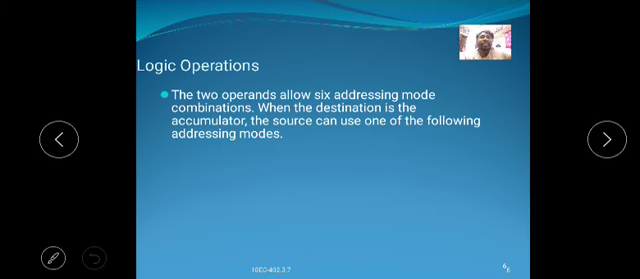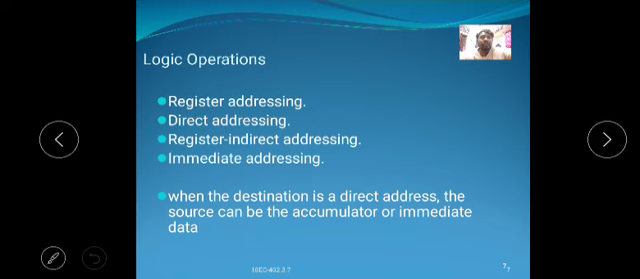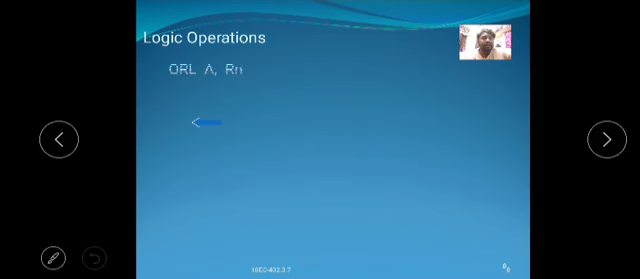When the destination is the accumulator, the source can use one of the following addressing modes: register addressing, direct addressing, register indirect addressing, and immediate addressing. When the destination is a direct address, the source can be accumulator or immediate data.